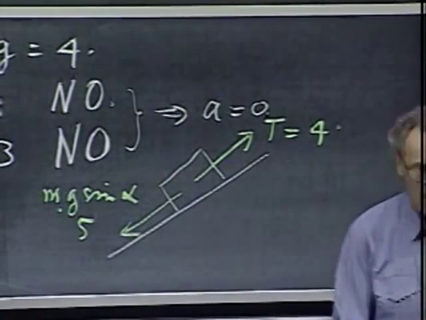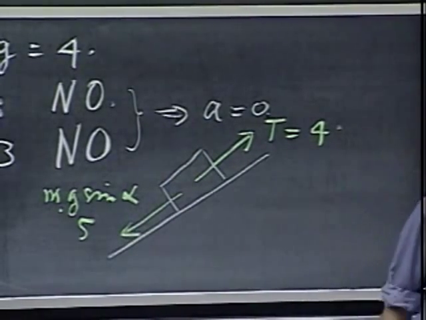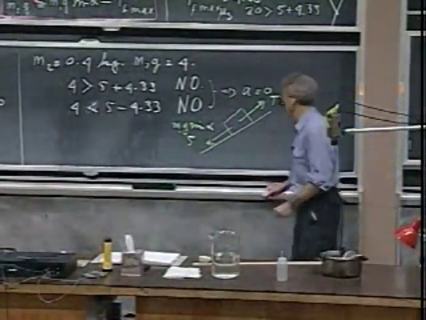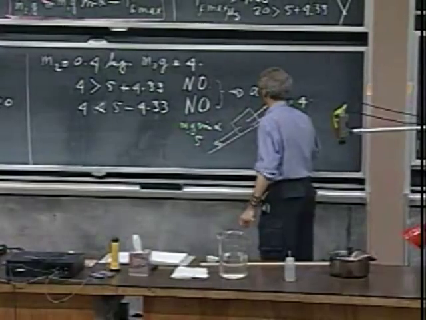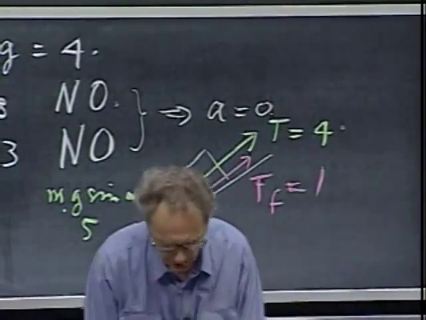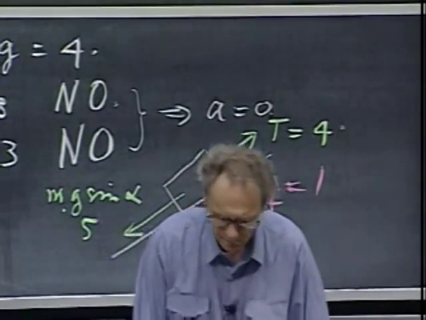What will the friction be? How large and in what direction? Uphill, how large? 1, exactly. Friction will adjust itself so that there is equilibrium, that nothing is going.